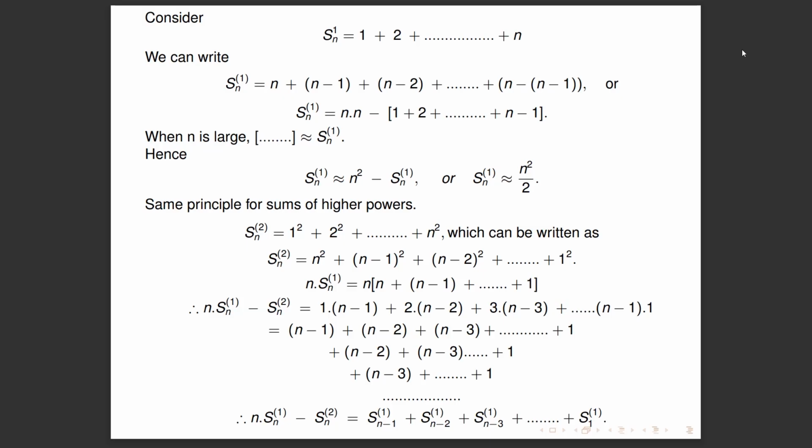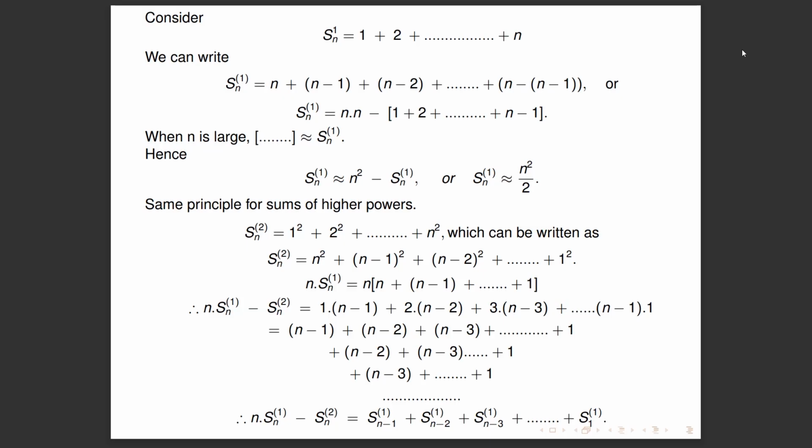In fact, for this, they write it like this. Now, what they do is n, okay. So then reverse it, you know, n minus 1 plus n minus 2, etc. So now everywhere n is there, so n into n, then minus 1, minus 2, etc. So finally they get this.